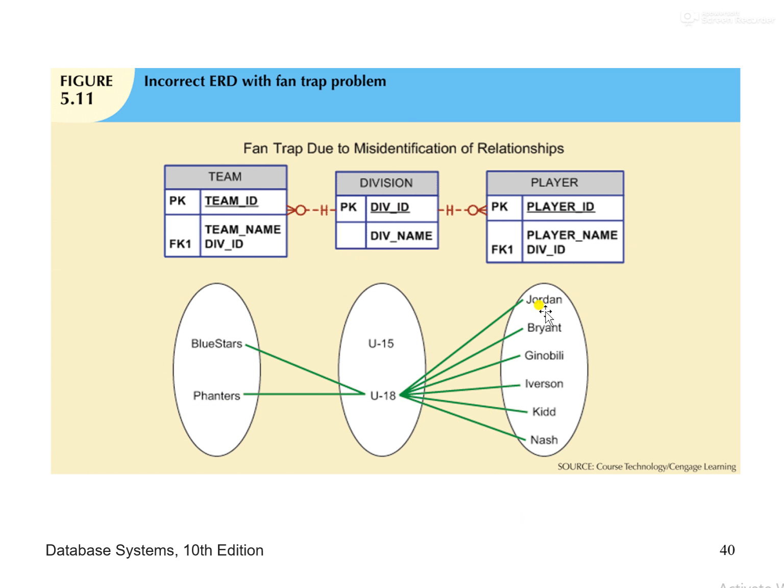But if you want to find out which player belongs to which team in a fan trap situation, you won't be able to find out. Like if I want to see which team Jordan belongs to, Jordan belongs to division U18, but we don't know whether Jordan belongs to Blue Star or Planters. So this is an incorrect ERD diagram when we have this fan trap problem. It looks like a fan, and we call it the fan trap problem.